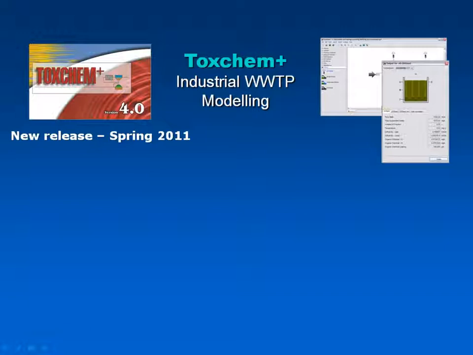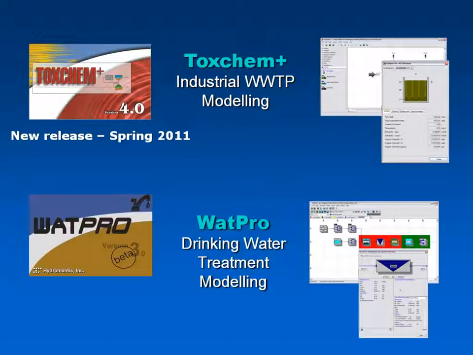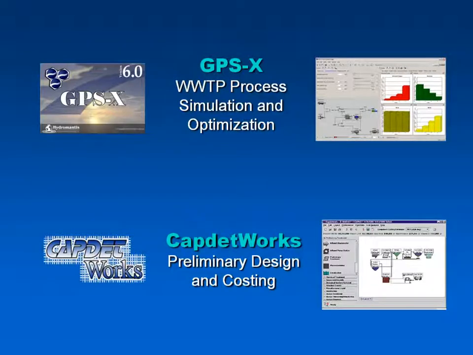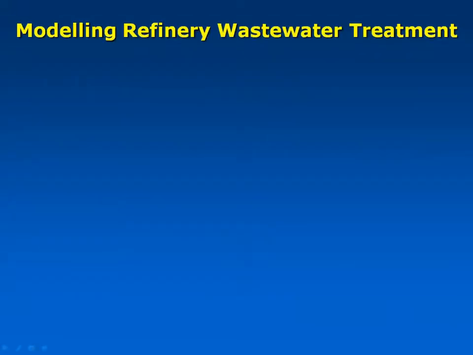So as you may know, we have 4 software products that we sell that are for the wastewater industry. Toxchem, the one that I'll be talking about today. WattPro, which is a drinking water treatment modeling package. We have GPSX, which is sort of our main flagship product that does activated sludge wastewater process simulation and optimization. And we also have CapNetWorks, which is a preliminary design tool and also does costing of wastewater treatment systems.